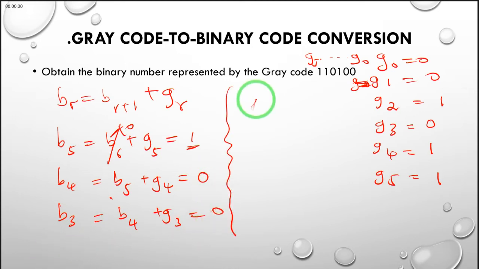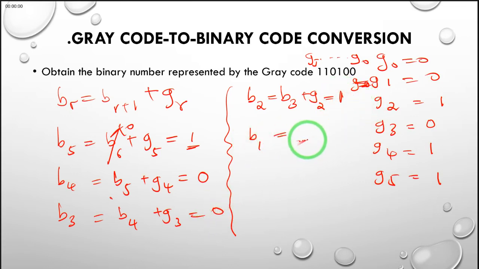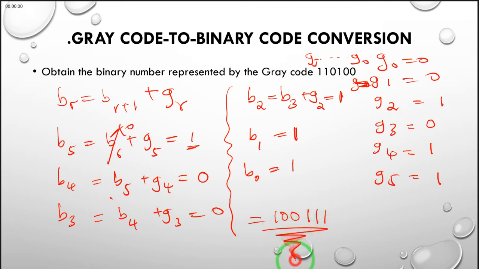we have 0. b2 is equal to b3 plus g2. In this case, we know g2 is 1, and we know that b3 is 0. This becomes 1. b1 is equal to b2, which is 1, plus g1, which is 0. So we have 1. And finally, b0 is equal to b1 plus g0, which is 1 again. Our binary code becomes 1001111. Therefore, this one is equivalent.